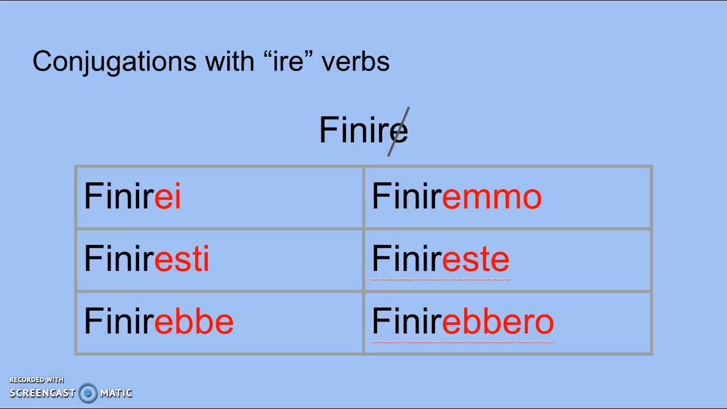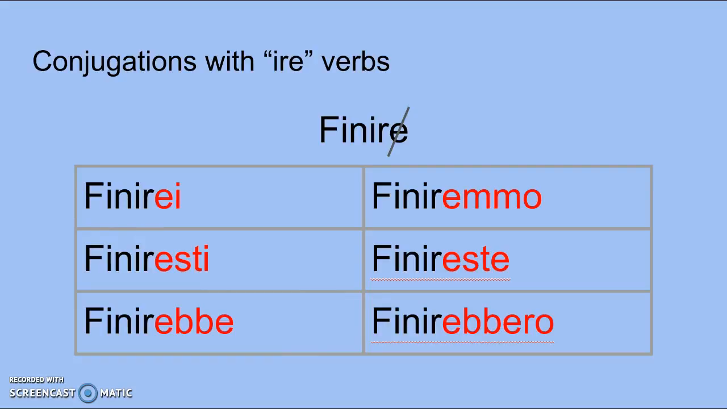With IRE verbs, similarly to ERE verbs, you leave the I in the ire, but cross off the last E. So io finirei, tu finiresti, lui lei finirebbe, noi finiremmo, voi finireste, e loro finirebbero.